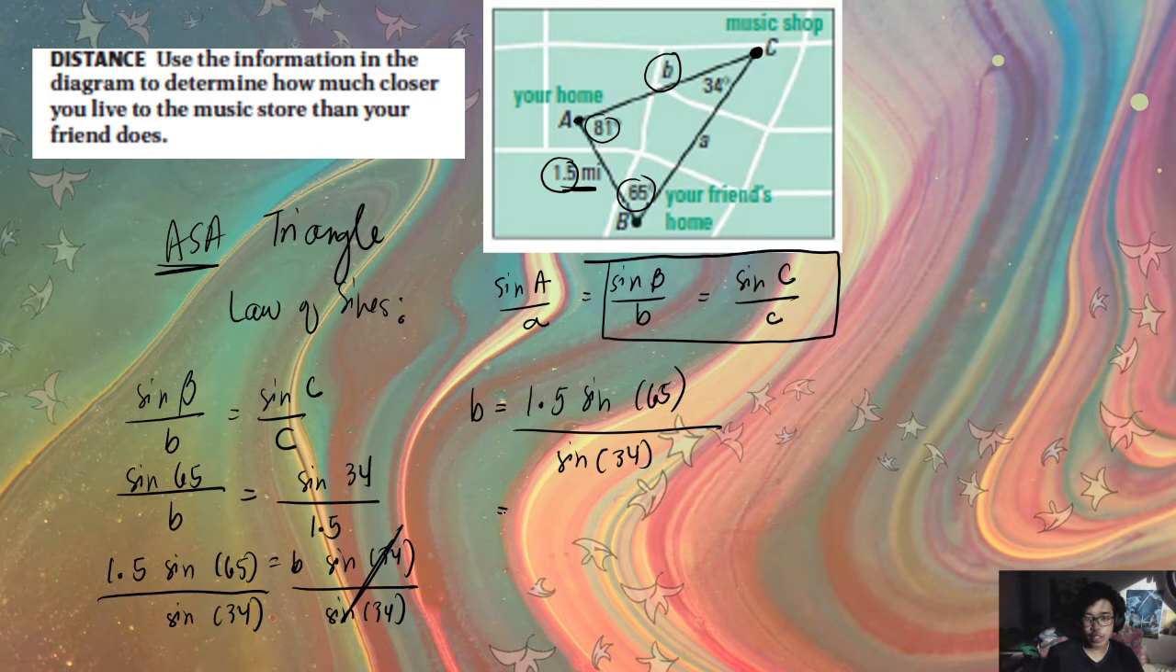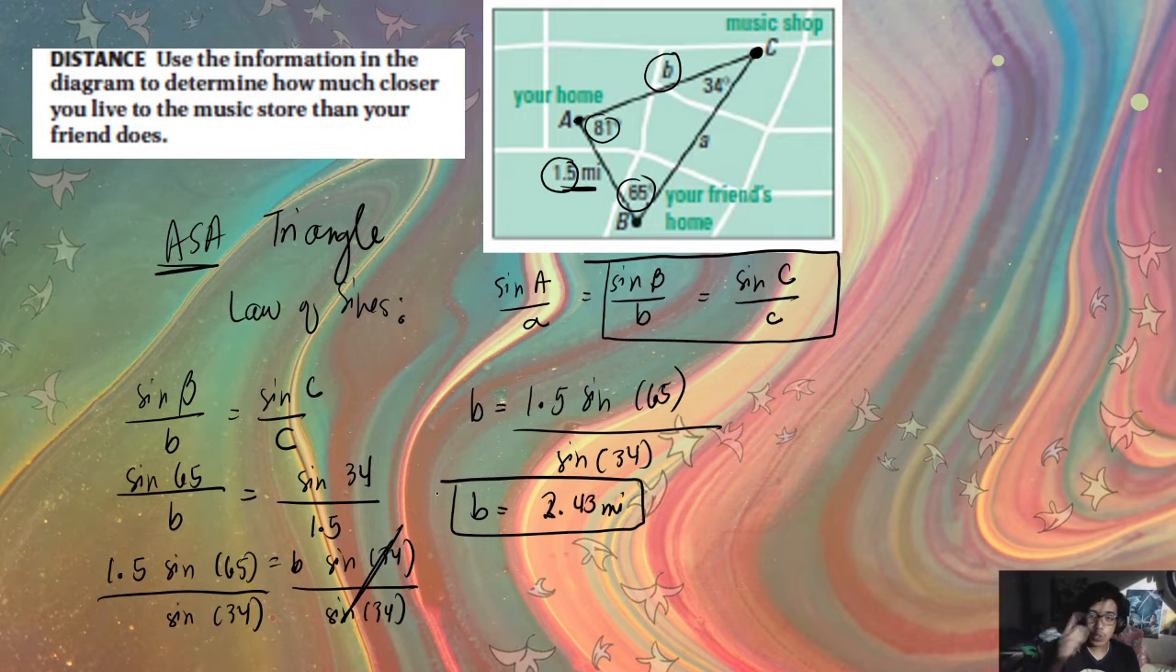Let's use our calculator: 1.5 times sine of 65 over sine of 34. That should give us approximately 2.43 miles. So the distance of your home to the music shop is 2.43 miles based on this given diagram.